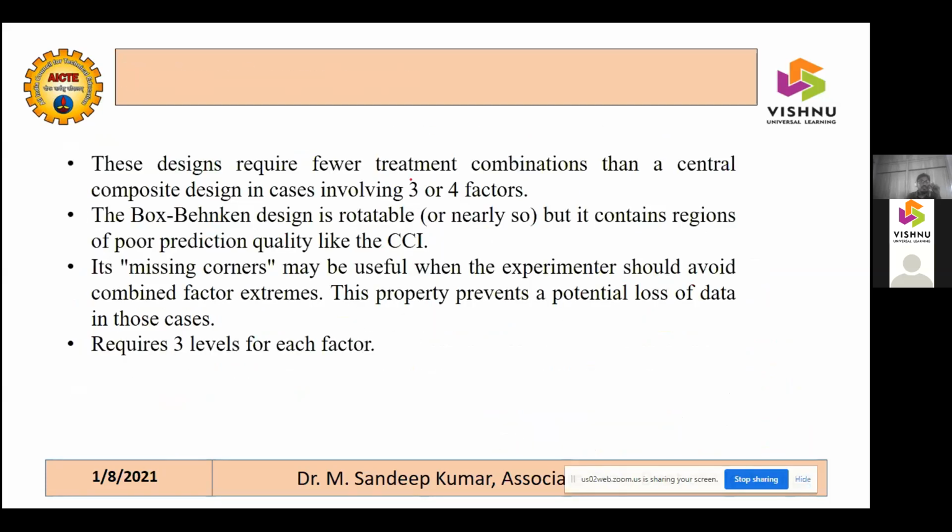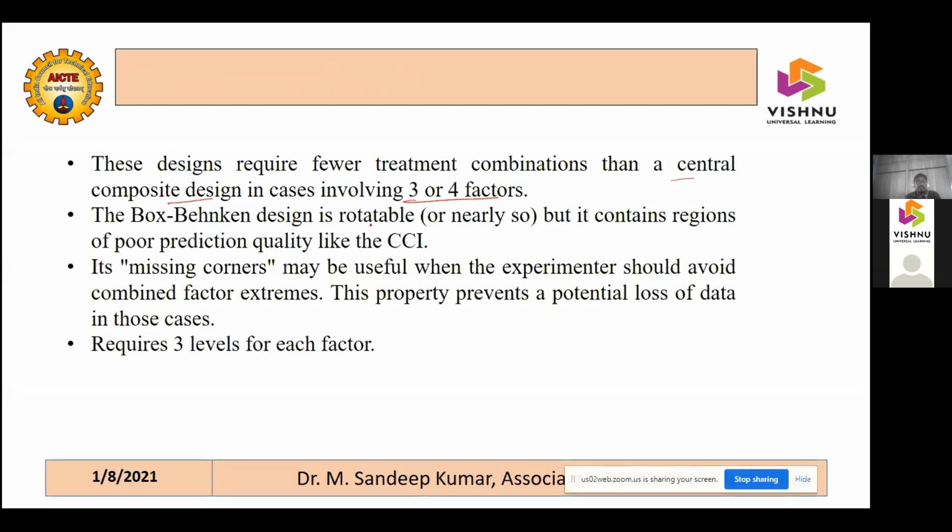This design requires fewer treatment combinations than central composite design, because we are already narrowing down the search. Actually, I already have the optimal condition, but I'm trying to search an area beyond it. Then only I can use Box-Behnken. So the number of experiments required here is fewer than the central composite design, in cases involving 3 to 4 factors.